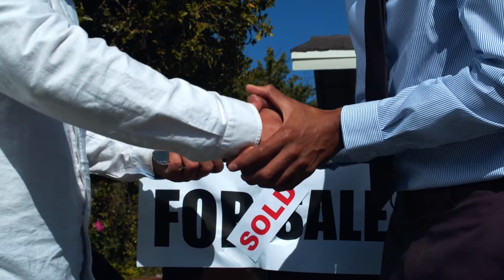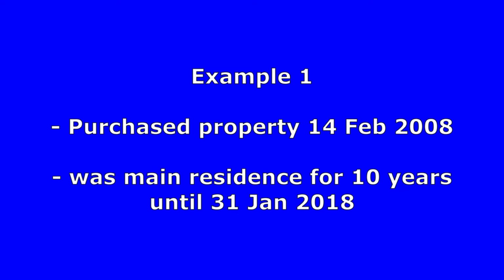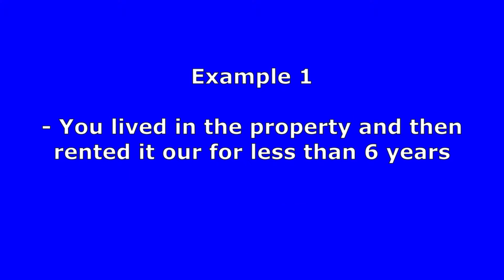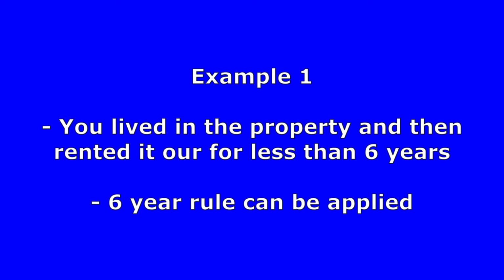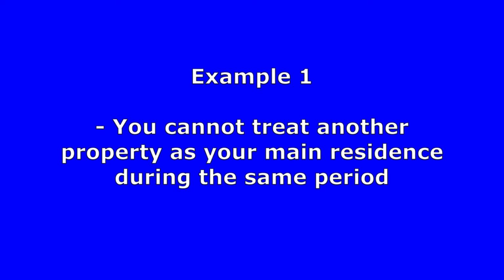In this first example, you bought a property and lived in it as your main residence for almost 10 years. You then moved out and rented it for 3 years before selling the property. Because you lived in the property and then rented it out for less than 6 years, the 6-year rule can be applied. This allows you to choose to continue to treat your former home as your main residence for CGT purposes for the whole period you owned it. But it means you can't treat another property as your main residence during the same period.